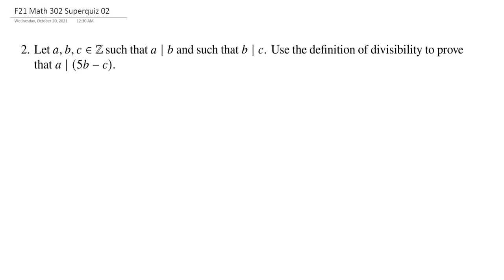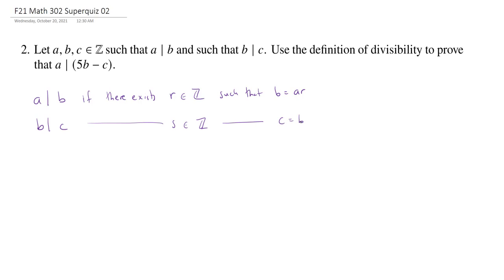So let's write down our divisibility definition. We'll do it in terms of, say, a and b. So a divides b if there exists an integer, so how about we'll call that integer r, such that b is equal to a times r. Well, we also have b divides c, so we might as well write down something similar there. Now maybe we'll call it s. So b divides c if there exists an s such that c is equal to b times s.